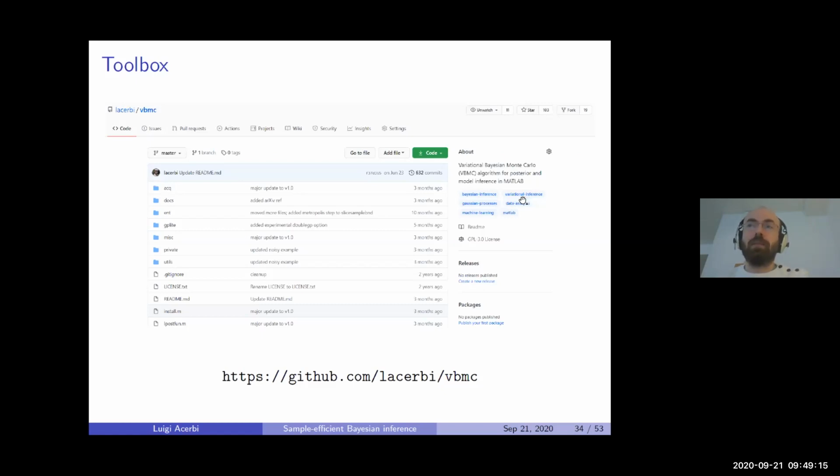Unfortunately, now it's only a MATLAB toolbox, and of course, there's a Python version in the works, which means I need to find someone to work on that. But let's say for the moment, this is what I have, and there's a lot of documentation in it. I like people to have something that's readily usable.